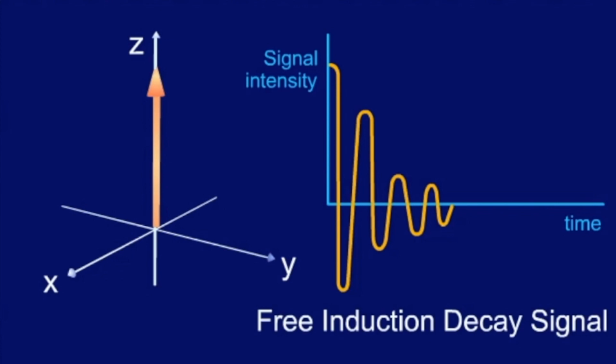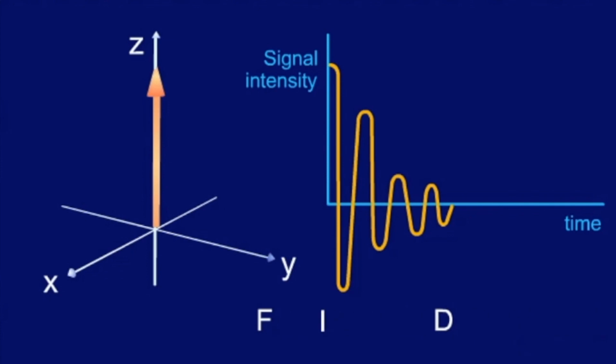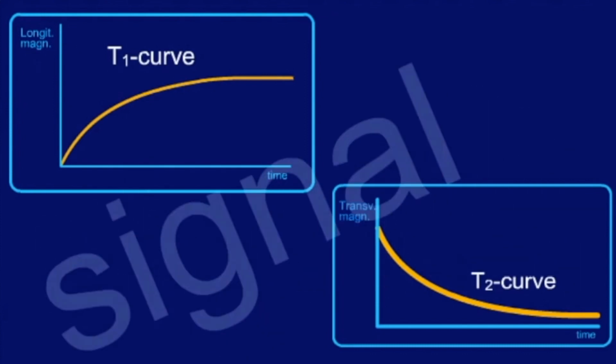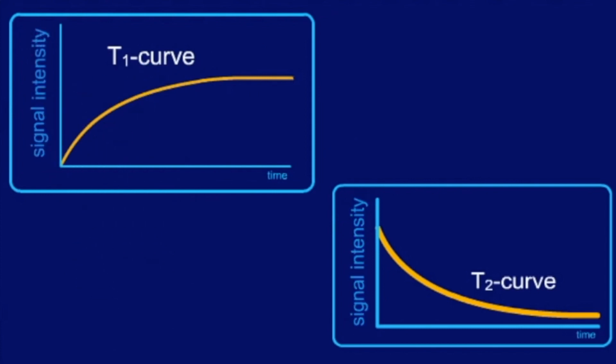This type of signal is called a free induction decay signal, or FID signal. By now, it should be obvious that the magnetic vectors directly determine the MRI signal and signal intensity by inducing electric currents in the antenna. Instead of the terms longitudinal or transversal magnetization, we can also use the term signal or signal intensity at the axis of our T1 and T2 curves.